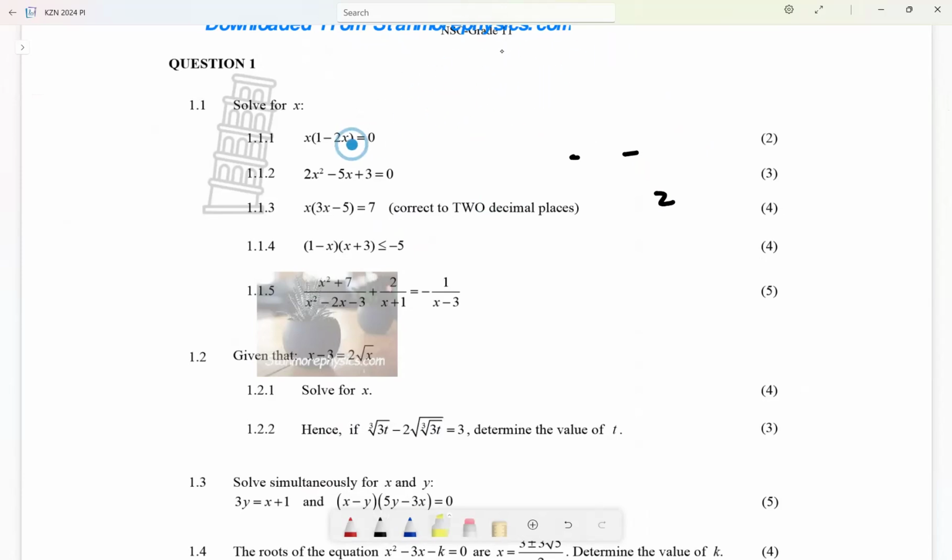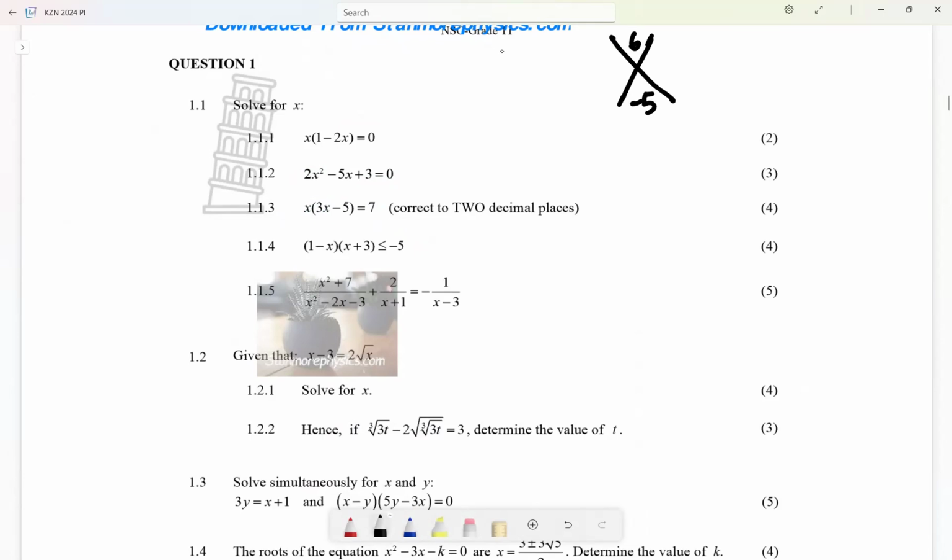Now moving forward, we have 2x squared minus 5x plus 3 is equal to 0. There are many ways in which you can solve this, but I have my own method. If you have your own method, it's fine, but what's important is getting the same answer. So what I do is I say 2 multiplied by positive 3, it is 6. Then the middle term is negative 5.